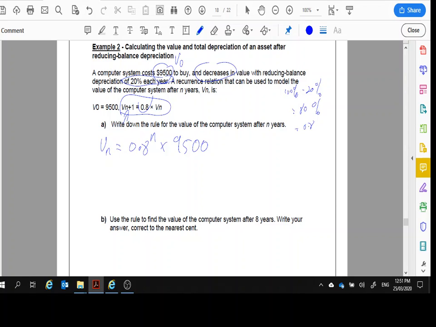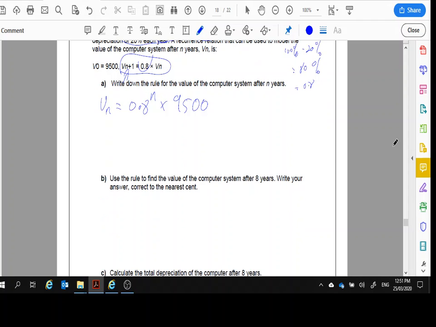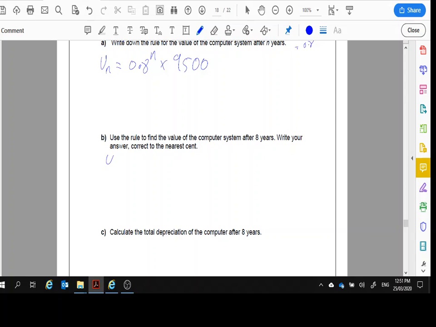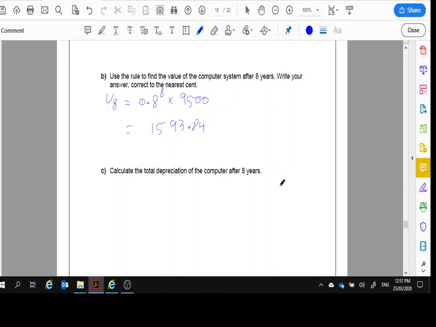Use the rule to find the value after 8 years. Write your answer correct to the nearest cent. Okay, after 8 years, so we have V of 8 will equal 0.8 to the power of 8 times $9,500. When we work that out, we get 1593.82. So after 8 years, that's how much it's worth. Calculate the depreciation of the computer after 8 years. Well, depreciation, we bought it for $9,500. It's now worth $1,593.84. So it has gone down $7,906.16.